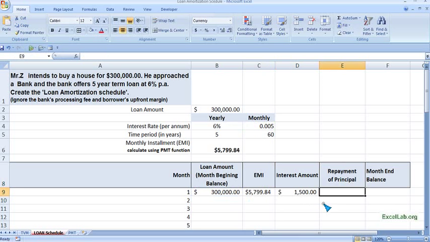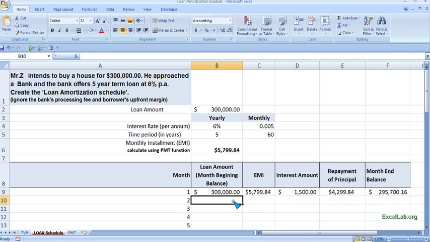Move to next. Now the principal is your EMI minus the interest amount. So begin with equal to, your EMI minus the interest amount. This is the principal you paid to the bank, and this is the interest amount you paid to the bank. If you club these two values together, you will get the EMI. Now the month end balance, that is, the balance left at the end of the month once you pay the principal. So your loan amount minus the principal.